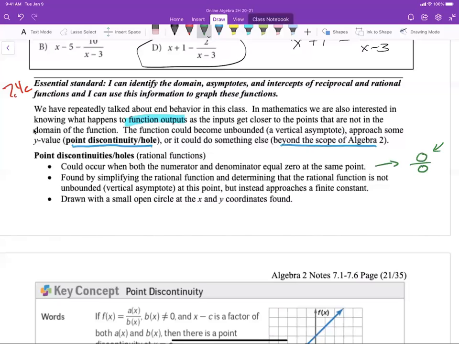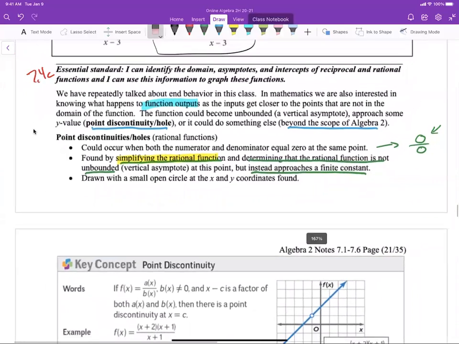In those situations, we're going to find that hole by simplifying the rational function, determining that the rational function is not unbounded at that point. You'll see what that means, but instead it approaches a finite constant. Okay, so let's say we found that the 2 was not in the domain, and when I had 2, my denominator became 0. If I looked at the simplified version of the rational function and plugged in 2 for that, we might find that I have 1 over 1/2. And now I know that I have a hole at x equals 2 and y equals 1/2. So this will make sense as we work problems. We will draw an open circle at those x and y coordinates that we have found.